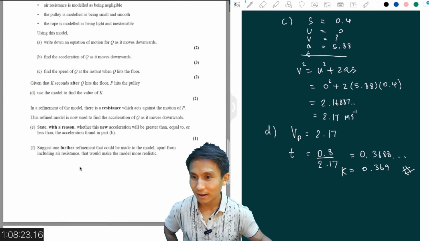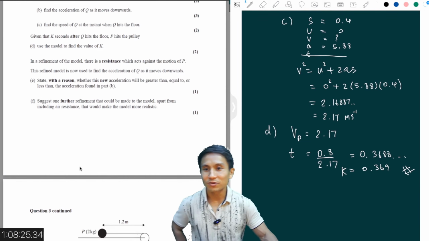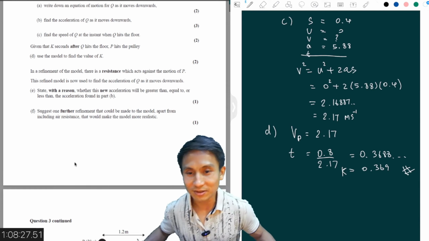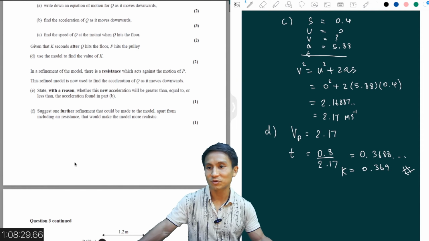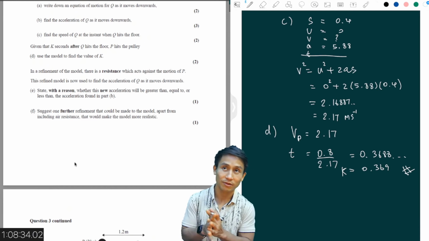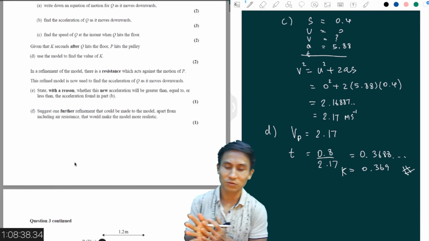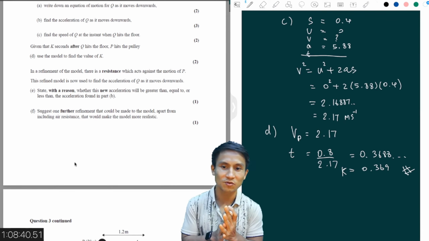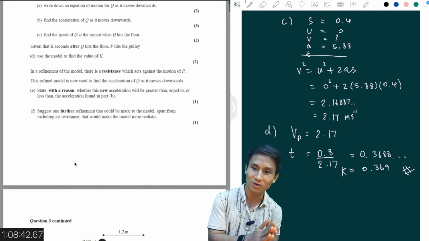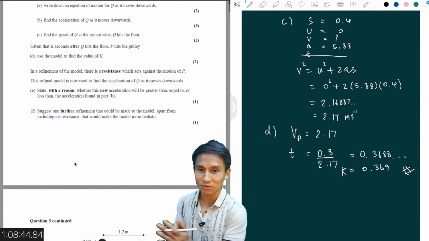In the refinement of the model, there is a resistance which acts against the motion of P. This refined model is now used to find the acceleration of Q. The acceleration of Q is the other one, right? As it moves downwards. State with a reason whether this new acceleration will be greater than, equal to, or less than the acceleration found earlier.